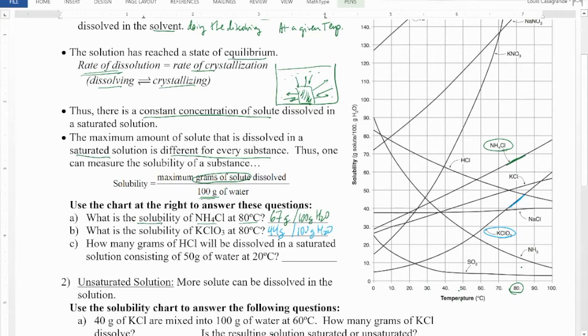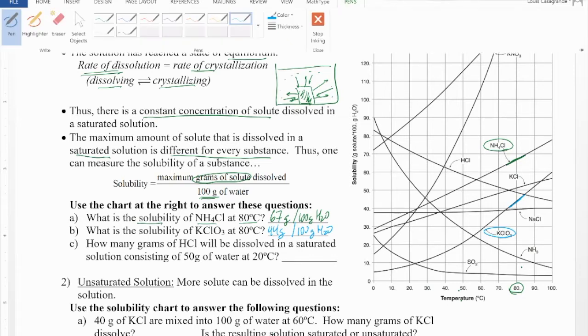All right, so we've got the concept of being able to find the saturation, being able to find the amount of dissolved solute at the saturated solution. Now, sometimes we're going to throw a little curveball at you. We like doing that, don't we?